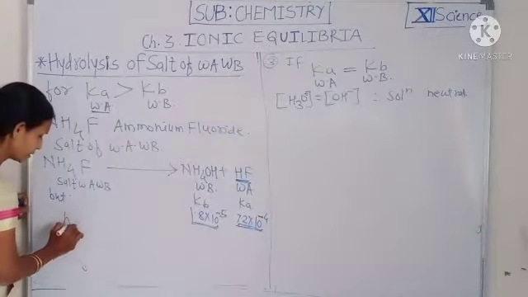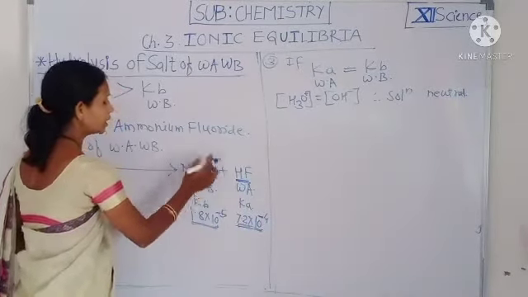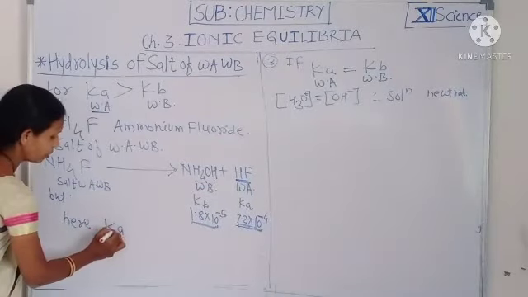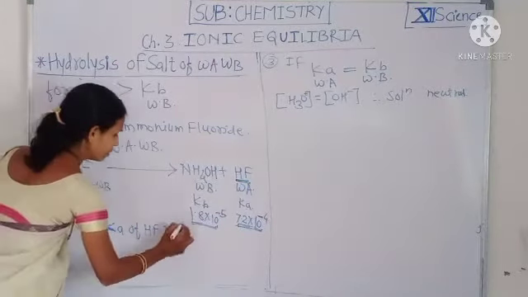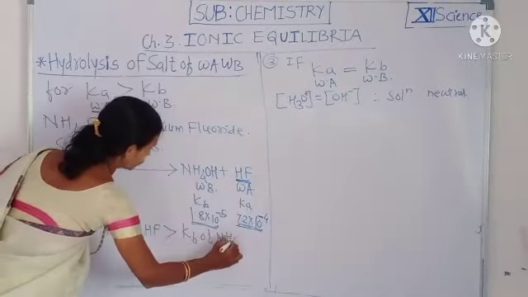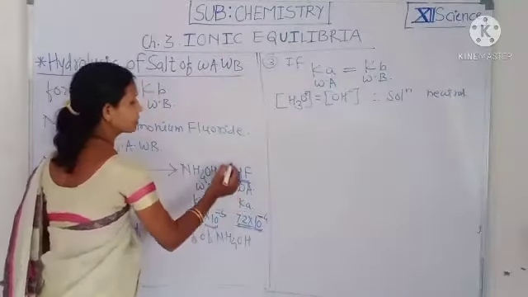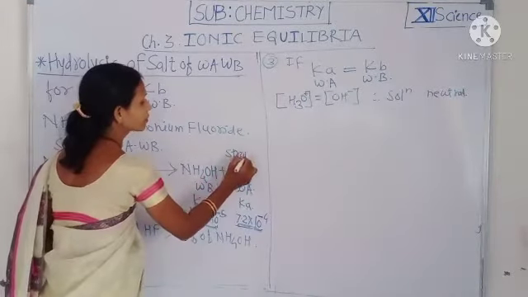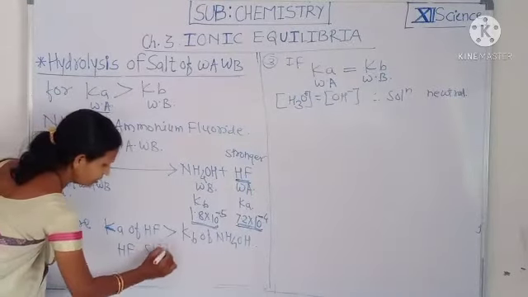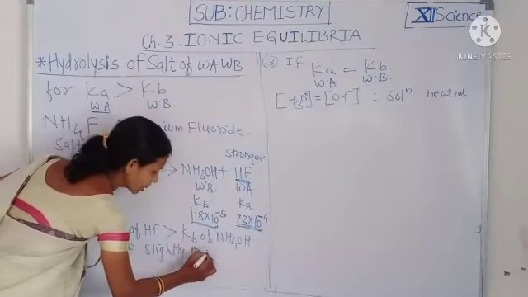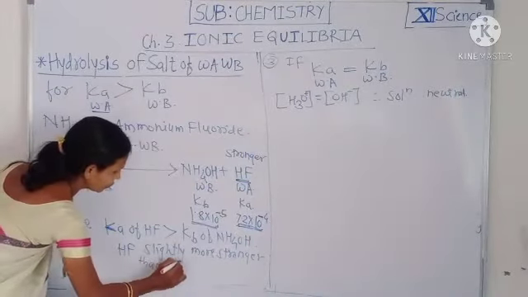That means by observing the values of Ka of HF and Kb of NH4OH, here Ka, that is the dissociation constant of HF, is greater than Kb of NH4OH. That means here HF is slightly stronger, slightly more strong than NH4OH.